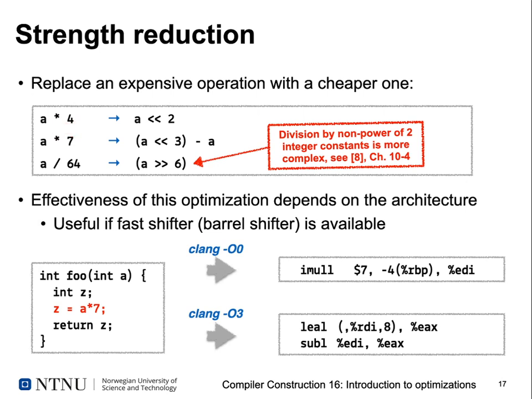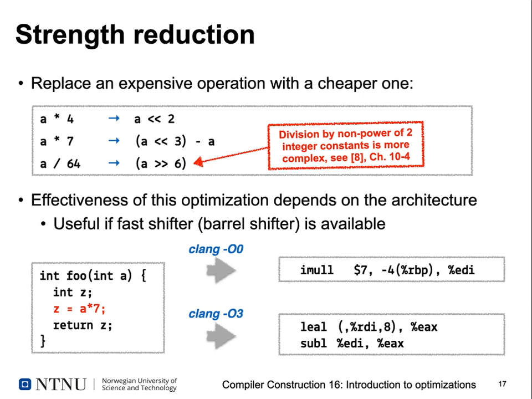For example, our compiler would know that a times 7 is a times 8 minus a, and a times 8 again is a power of 2, so this is a left shift 3. So a left shift 3 minus a is probably still faster to execute than a times 7. And we can also do this for divisions, which are even more expensive than multiplications in the common case. So a divided by 64 is a shift by 6. Division by non-power of 2 complex constants is more complex for integer numbers. If you're interested in this, there's great advice in literature reference number 8.